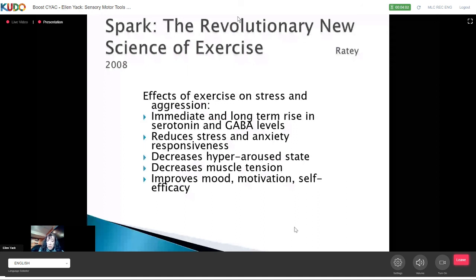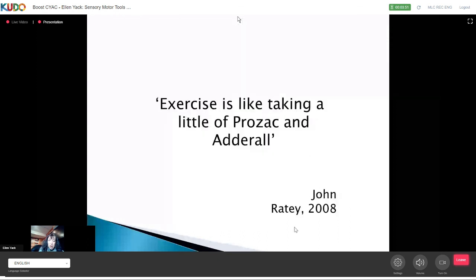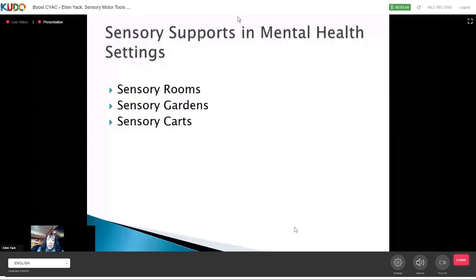If you're a clinician who really recommends exercise a lot, I strongly recommend you look at this book because it provides you with a lot of supports for that recommendation that you can share with your client. And John Ratey's line is exercise is like taking a little bit of Prozac or Adderall. There are specific sensory motor supports that you're seeing more and more in mental health settings, and the Tina Champagne book and the Karen Moore books that I have in your references list talk about what people do to create a sensory room.